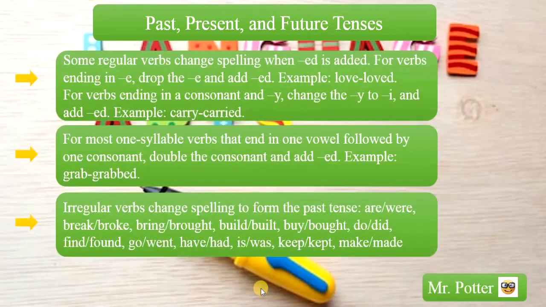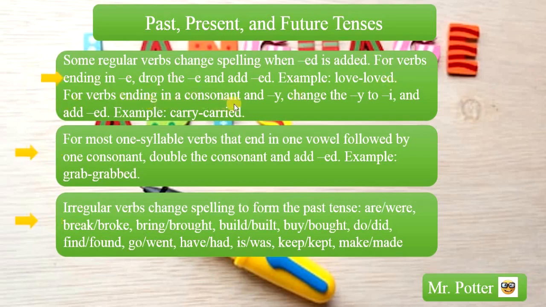Let's continue. Now we are going to talk about some rules that we can use at the moment that we are writing sentences in present, past or future tenses. Some regular verbs change spelling when ed is added. For verbs ending in e, we drop the e and add ed. Example, love. Did you see? We drop the e and we add ed.